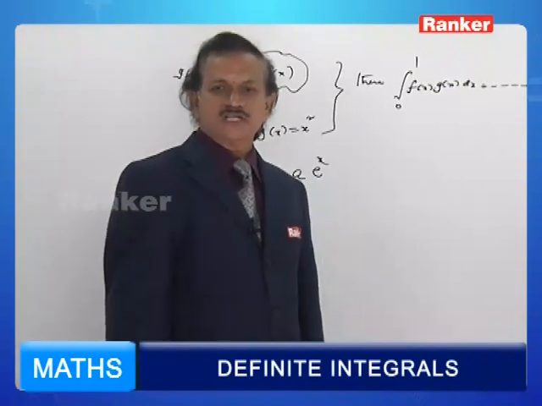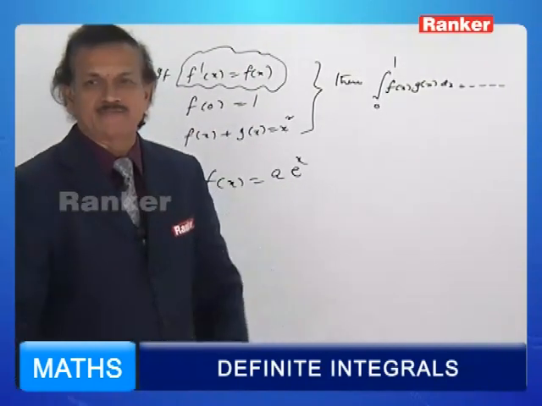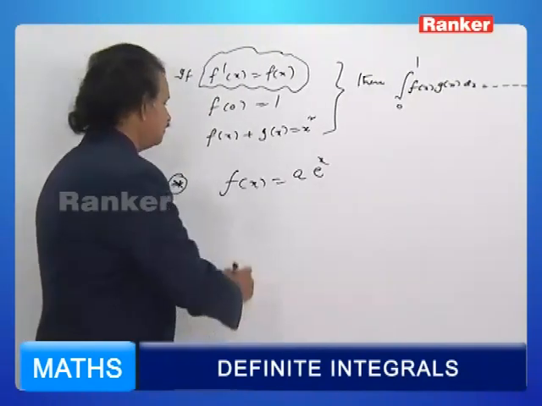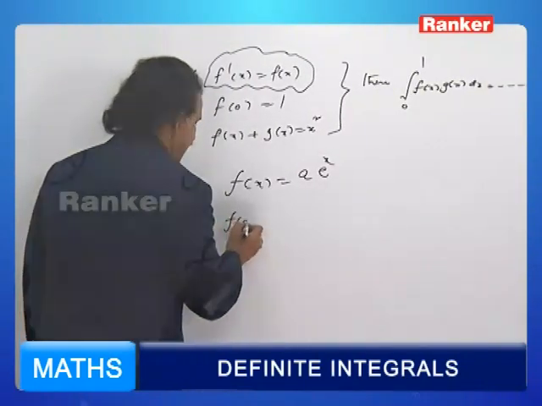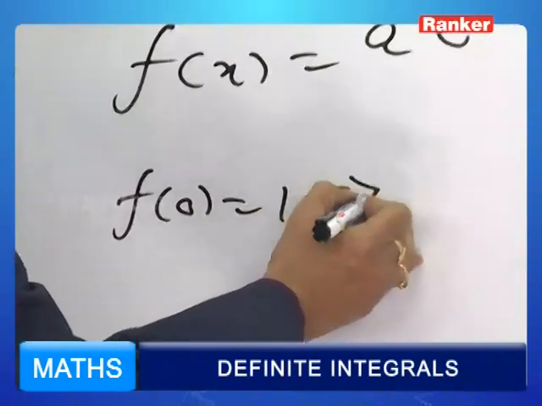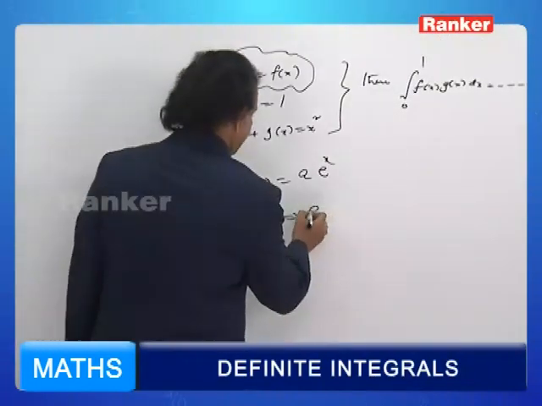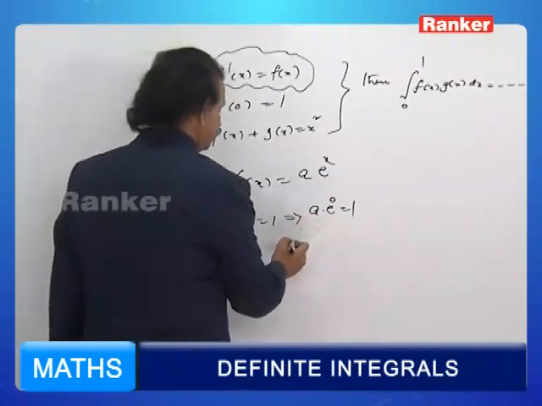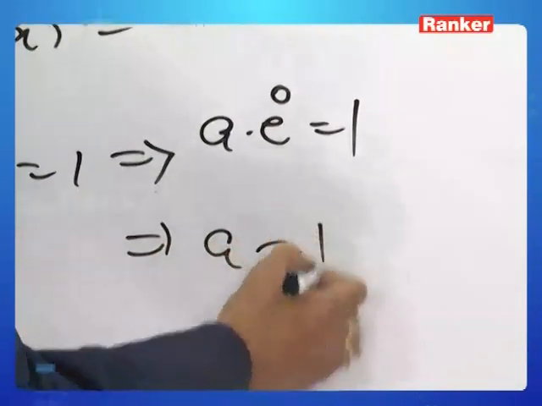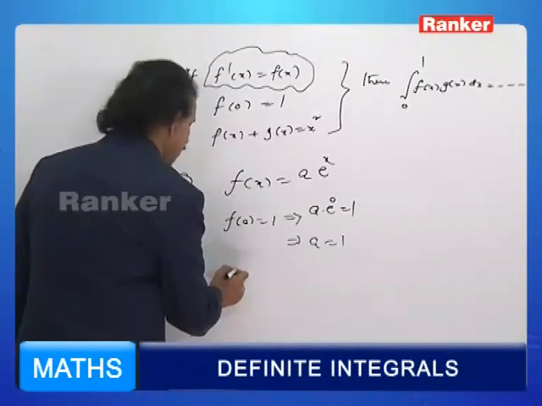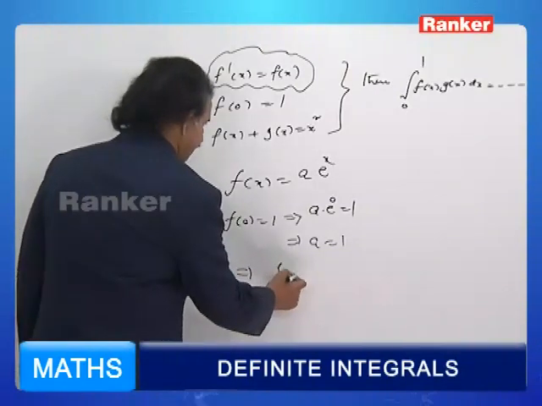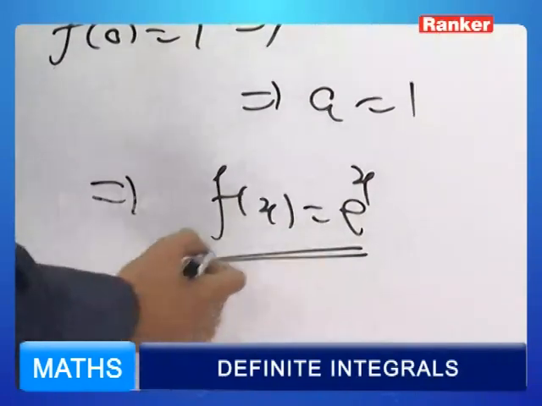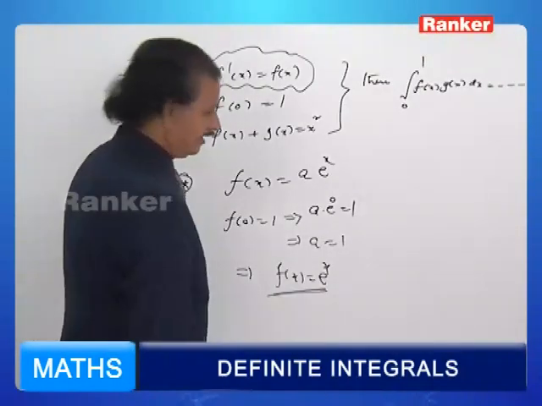Now, it is our need, of course, to have a. How can we get a? It's very simple. F of 0 is 1, he has given, isn't it? What does it mean? A into e power 0 is equal to 1. E power 0 is 1, hence a is equal to 1. As a is equal to 1, you can directly take f of x is equal to e power x.